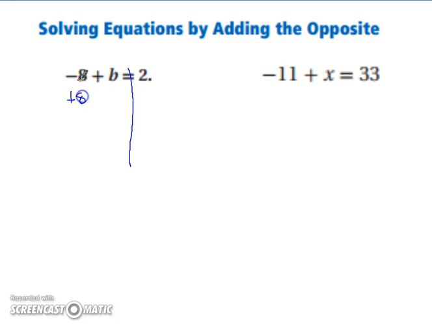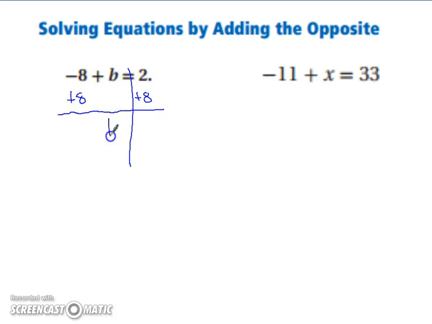Plus 8. Because adding 8 will make this 0. And if you have 0 of something, you don't have anything of it. So it gets rid of it and it leaves b by itself. Whatever you do to one side of the equation, you have to do to the other. So make sure you add 8 to the right.